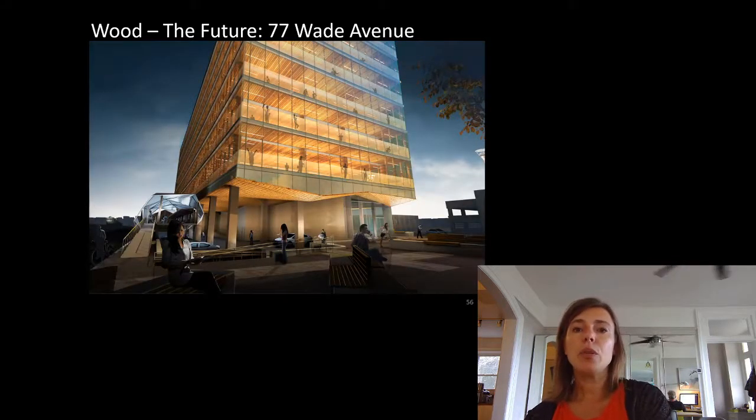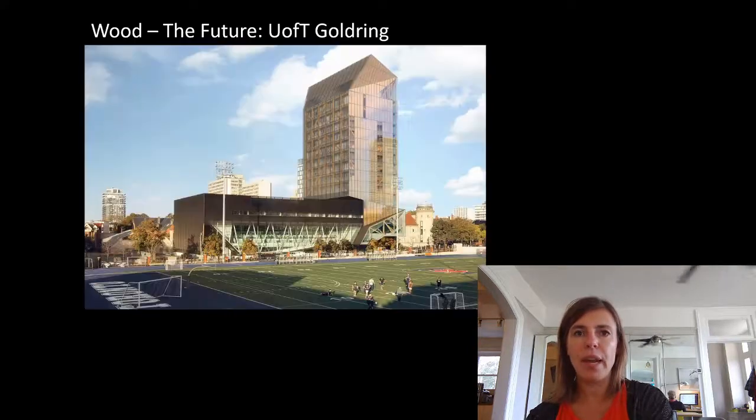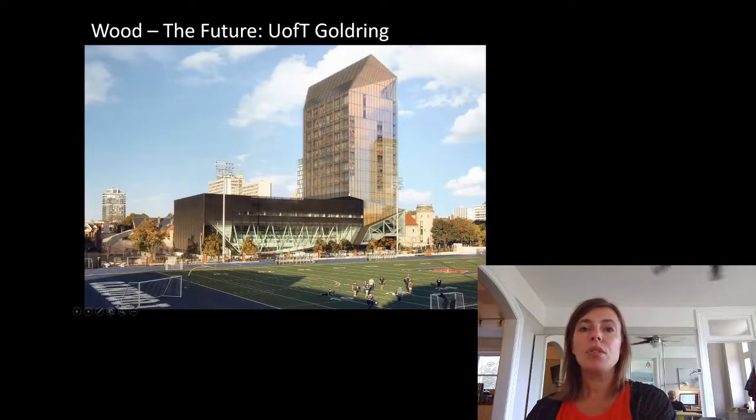Wood. Everybody just wants to talk about the future of wood. So here are some projects that are in the works now. Almost everything is on hold because of COVID, but these are all the rage in construction. Here's the Gold Ring Center for High Performance Sports that I did.